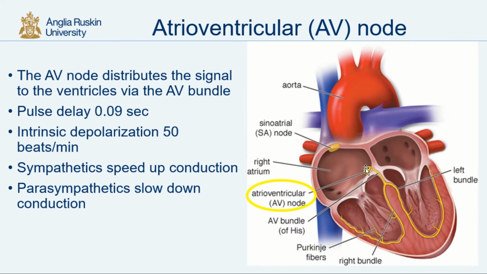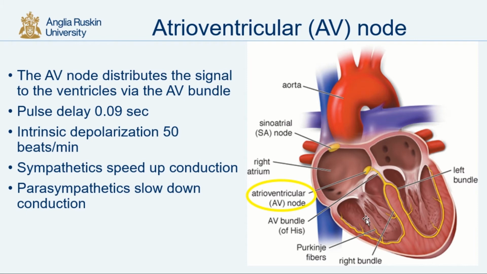This delay in the cardiac impulse is extremely important. It ensures that the atria have ejected their blood into the ventricles first before the ventricles contract. This also protects the ventricles from an excessively fast rate response to atrial arrhythmias, for instance.